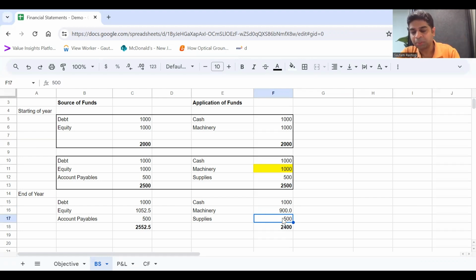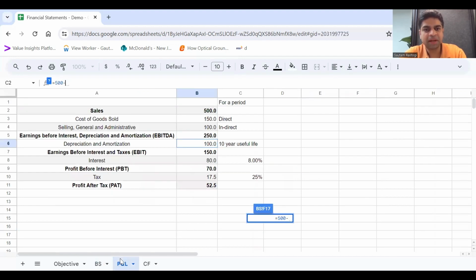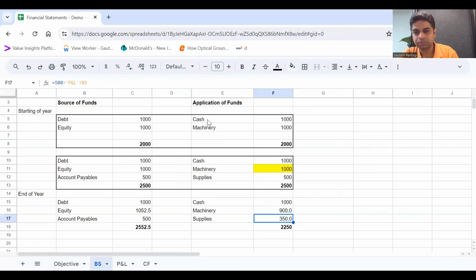Okay, and let's talk about supplies. So we used some supplies, not just machinery, to make the product which we eventually sold. Let's net off some supplies. In our P&L, we have used 150 worth of products, or raw material or supplies, to make whatever products we did, then we sold them off, right? So we need to net off this 150. So you have only 350 worth of supply left right now. So again, the balance sheet is not balancing.